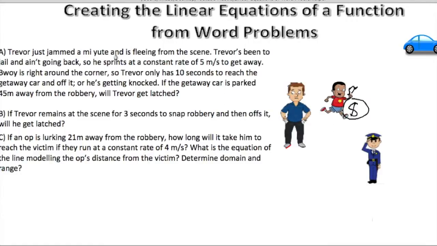So first of all, we're going to answer part A. Trevor's running at a rate of 5 meters per second, and he's 45 meters away from the car. So let's draw 45 meters from the robbery to the car.